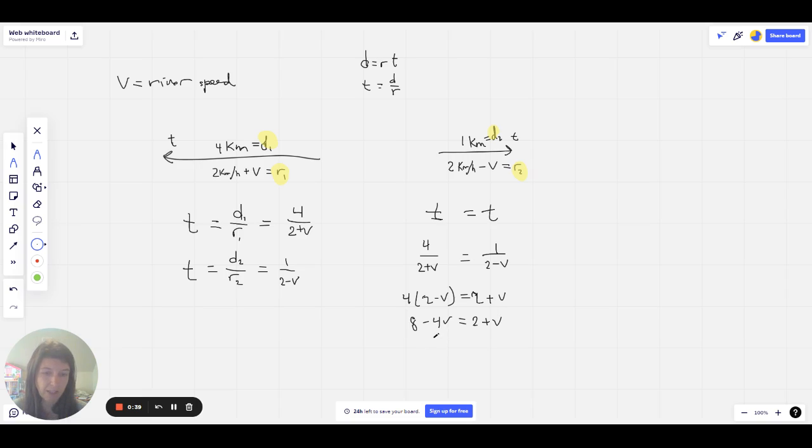Then I'm going to solve for V. If I add 4V to both sides and subtract 2 on both sides, I get 6 equals 5V. Dividing by 5 on both sides, I get V equals 6 over 5, which is 1 and 1/5. So that's my answer: 1 and 1/5 kilometers per hour. All right, good luck.